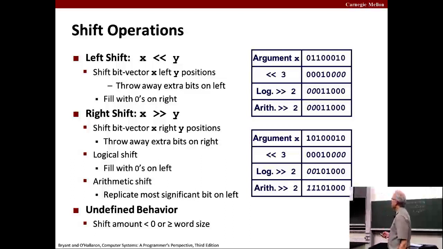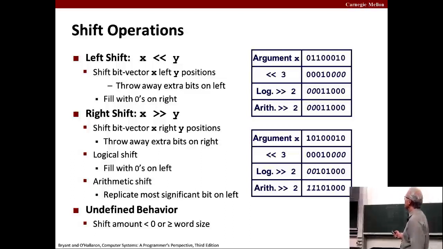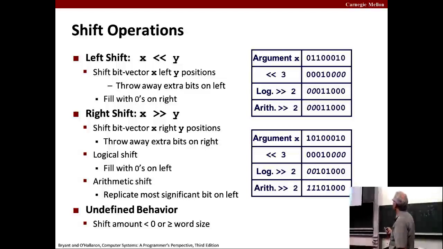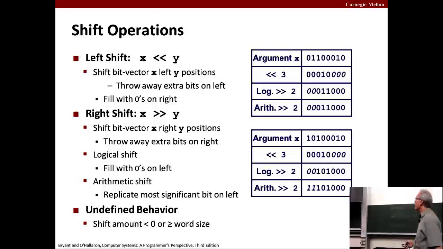The idea of shifting is that you have some argument x, and you want to shift it some number of positions either to the left or to the right, given by y. When you shift left, you just fill in with 0. I'm shifting by 3, so I take the low order 5 bits, move them over 3 positions, and fill in with 0. Whatever was in the upper positions of the original word just disappears into nowhere. Similarly, if I do a right shift, I take the upper 6 bits, move them over 2 positions, and fill in with zeros. That's a logical shift, and it's logical.